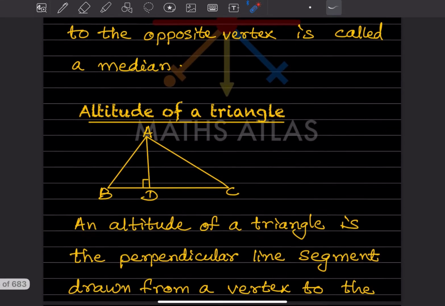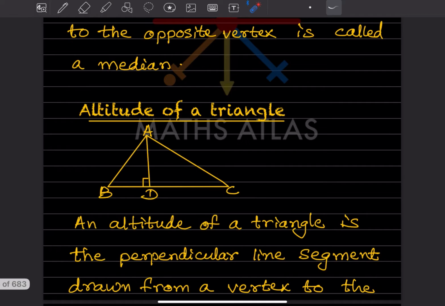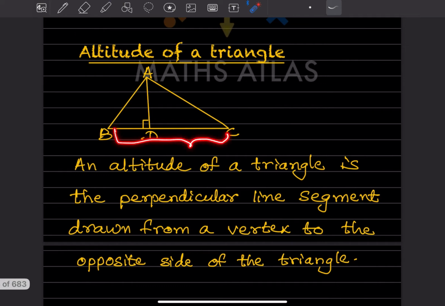Now let us see the altitude of a triangle. Now this is a triangle, and this angle is given as 90 degrees. So AD is perpendicular to BC. This is not at the midpoint, but here this will be 90 degrees. So we can say an altitude of a triangle is the perpendicular line segment drawn from a vertex to the opposite side of the triangle.